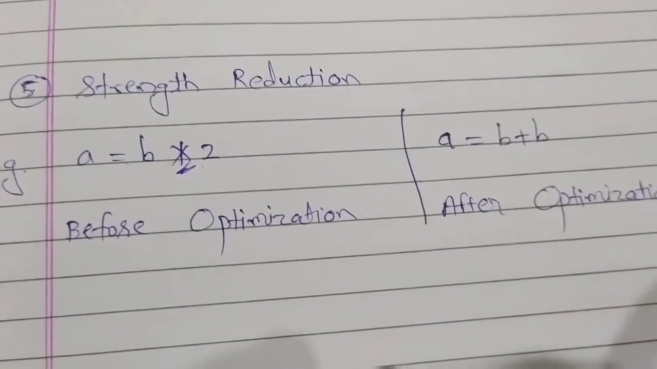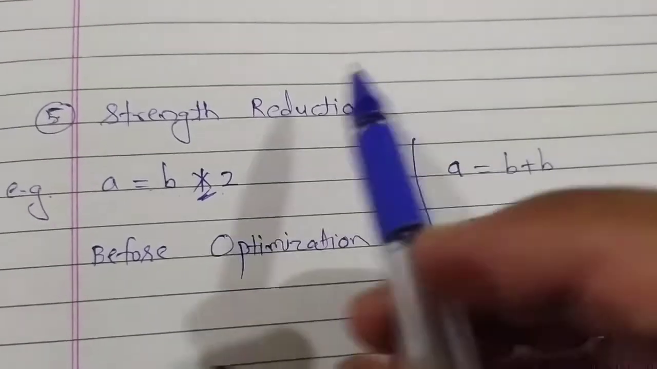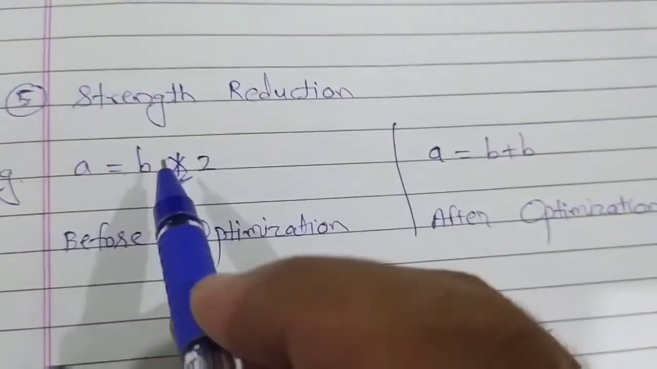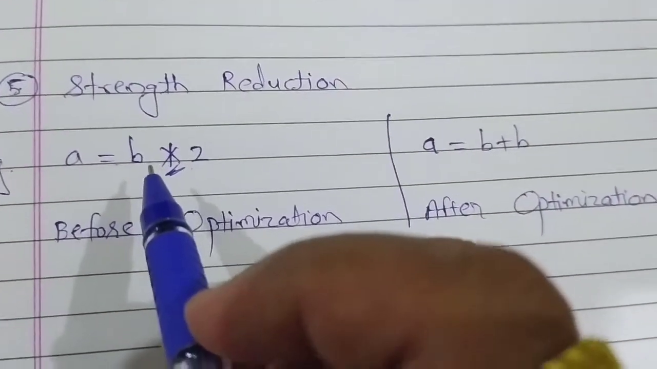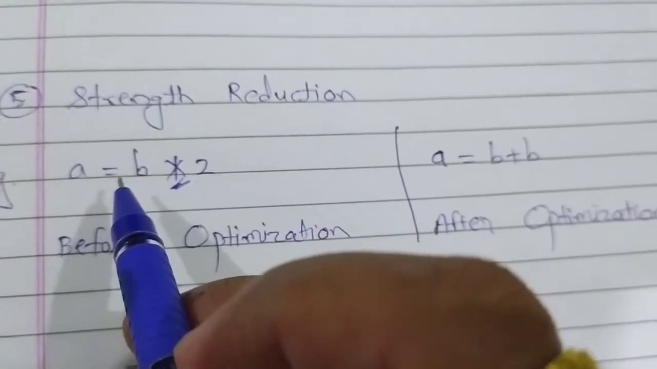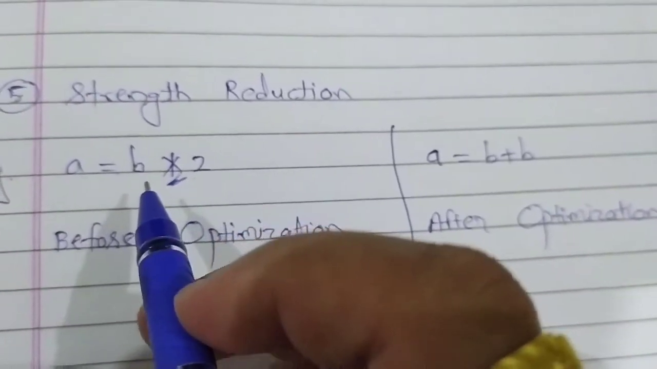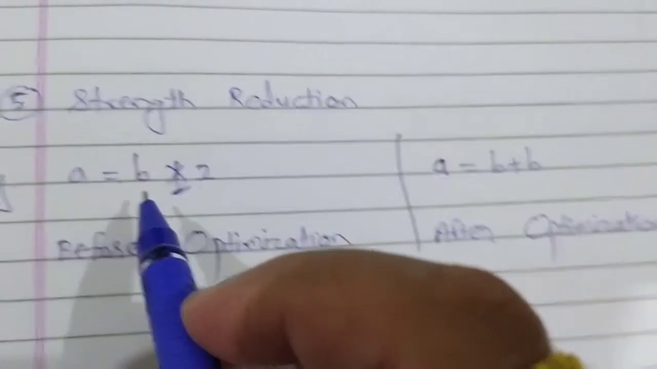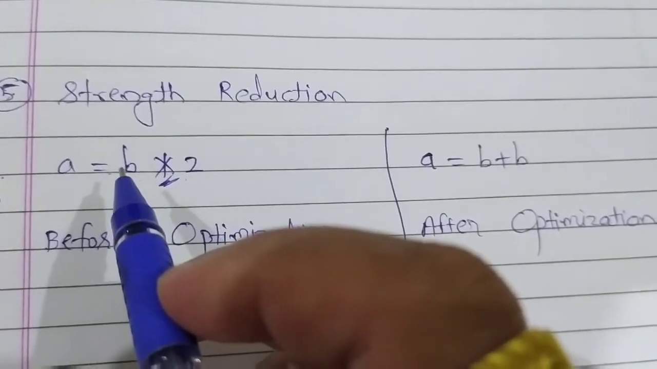Next technique for code optimization is strength reduction. Now there are some operations which are costly, in the sense they take more computation than the others. Such operations are called expensive operations. Such expensive operations can be replaced by cheaper operations.